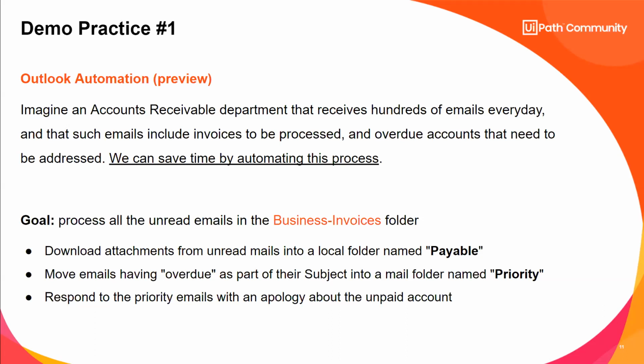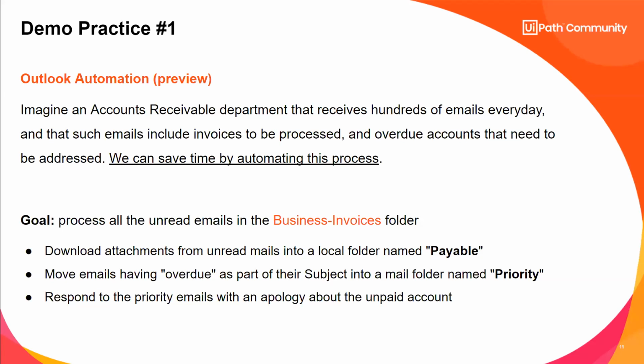If a human user is to do that, it's going to take a lot of time to go through all those emails. But we could automate this process and save time, and not just save time, be very accurate, and it's going to give you time to do some other significant things at your place of work. And so the goal of this first demonstration is to process all the unread mails in a folder called invoices.